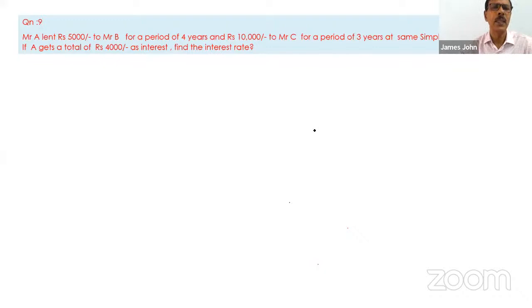Question number 9. A lent 5,000 to B for a period of 4 years and 10,000 to C for a period of 3 years at the same simple interest. If A gets 4,000 as interest, find the interest rate. So at the same interest rate, A has given 5,000 to a person and 10,000 to another person. The first 5,000 he has given for 4 years, another 10,000 for 3 years. That's simple interest, not compound interest. Put together, he got 4,000 rupees as interest. What is the interest rate? This is the question.